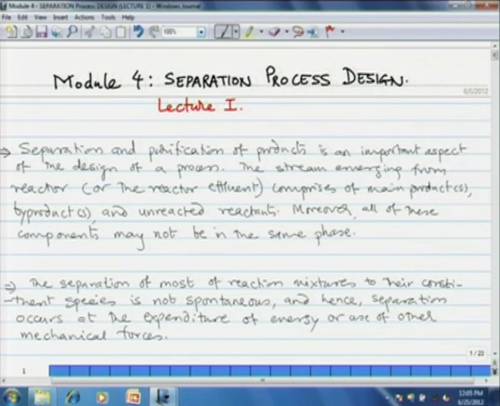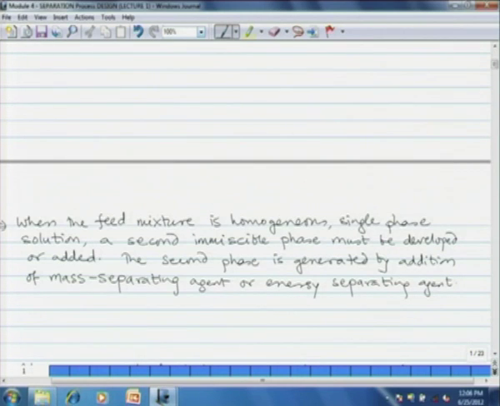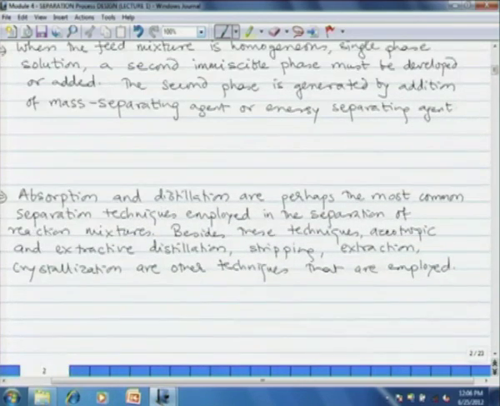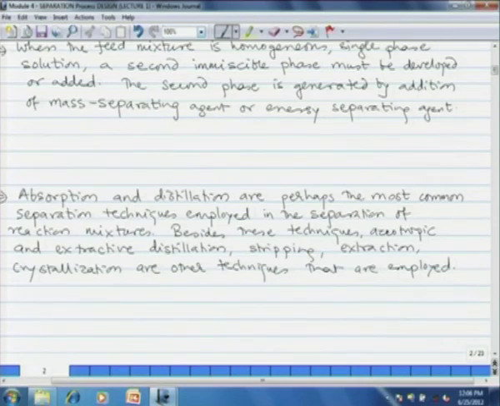The separation of most reaction mixtures into their constituent species is not spontaneous, and therefore, the separation occurs at the expenditure of energy or use of other mechanical forces. When the feed mixture is homogeneous or a single phase solution, then a second immiscible phase has to be developed or added, and the second phase is generated by either addition of a mass separating agent or energy separating agent. Now, the most common operations used in chemical industry are absorption and distillation for separation.